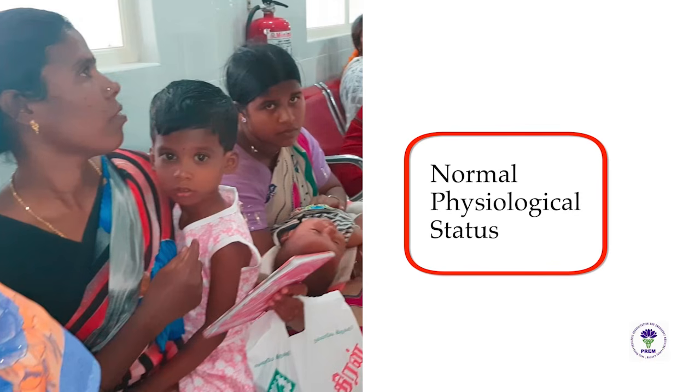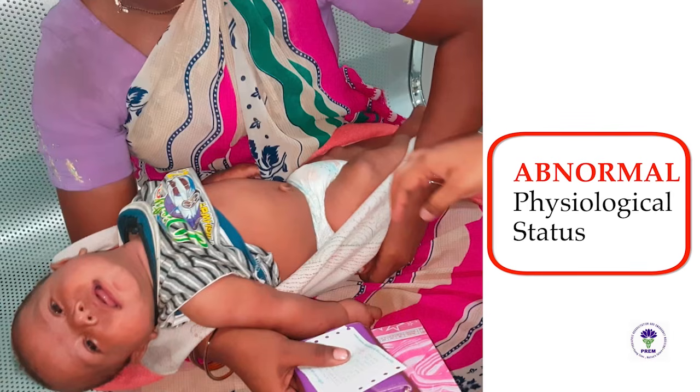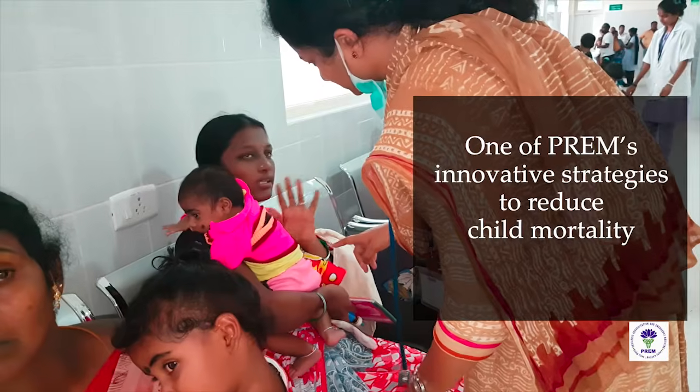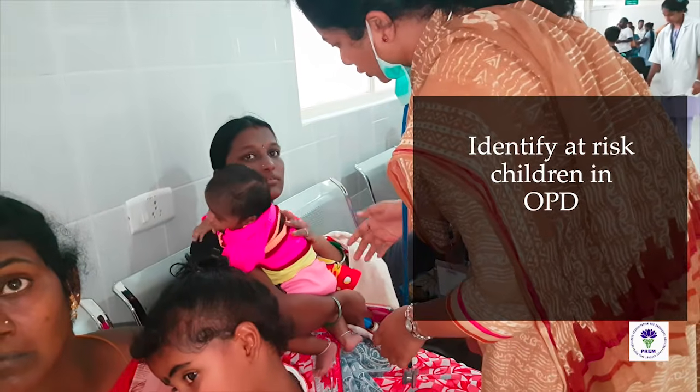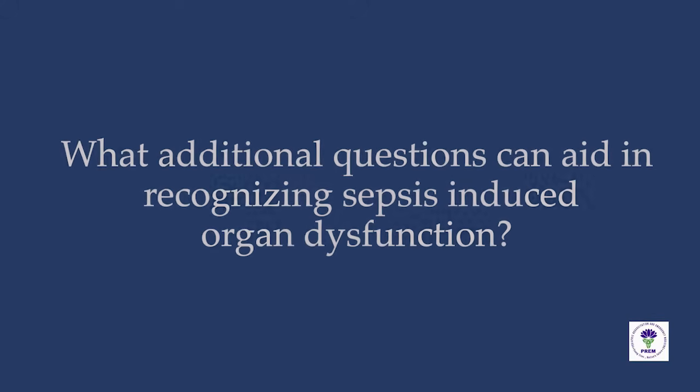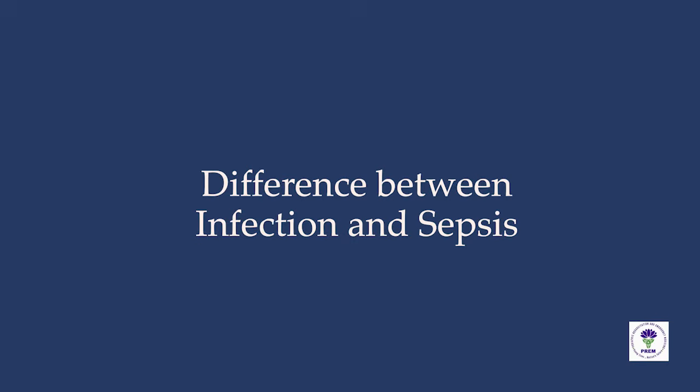It is important to differentiate between a child with normal physiological status and one who has developed organ dysfunction. One of PEWS's innovative strategies to reduce child mortality is to pick up at-risk children in the outpatient department. Mom can help us. What additional question can aid in recognizing sepsis-induced organ dysfunction? But before we embark on the relevant questions, it is crucial to understand the difference between infection and sepsis.